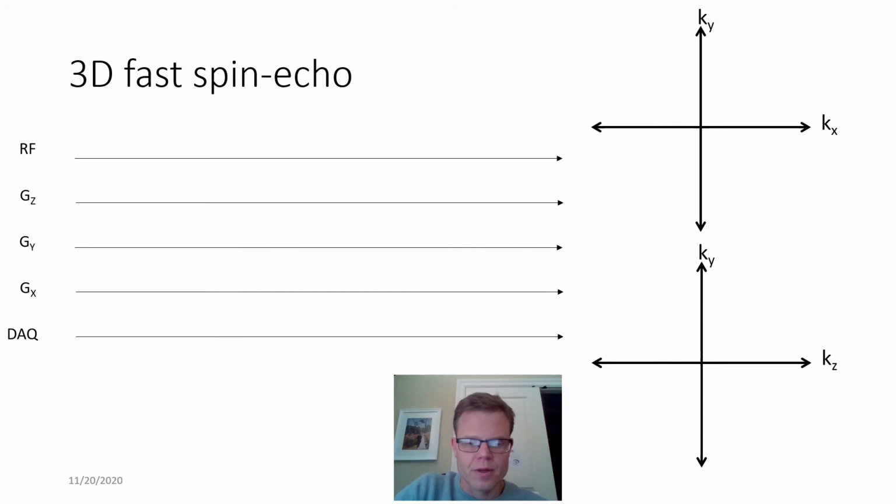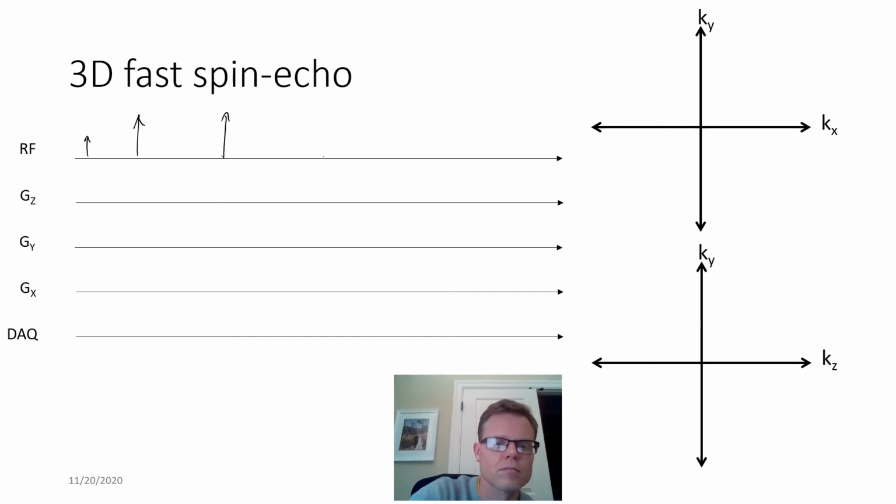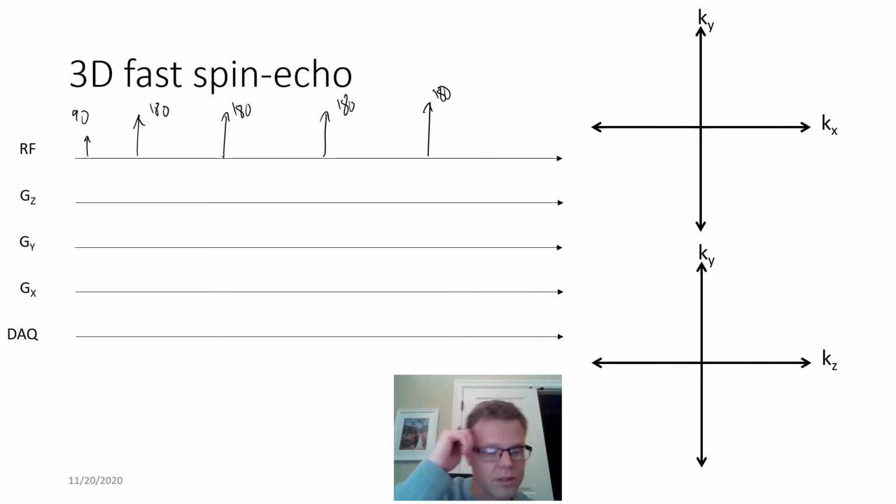Another way you can extend the fast spin echo is, in fact, we can do 3D pulse sequences with the spin echo. So similarly to how we did a 3D gradient echo, you can do a 3D fast spin echo, and this is a technique that's a little more recently come into clinical use.